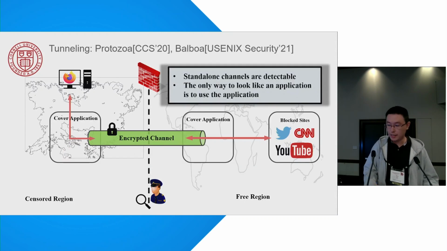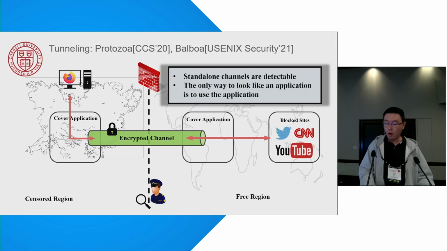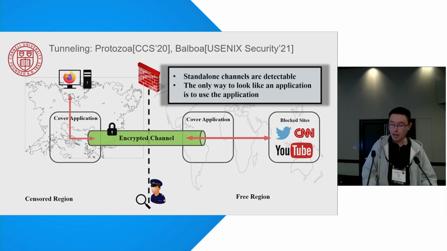Since standalone channels are detectable, the only way to look like an application is to use the application and tunnel the data through the application. At protocol level, the circumvention traffic is indistinguishable from the cover application traffic. However, packet sizes and timing could still leak information.